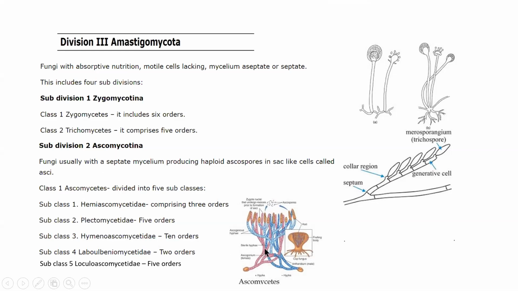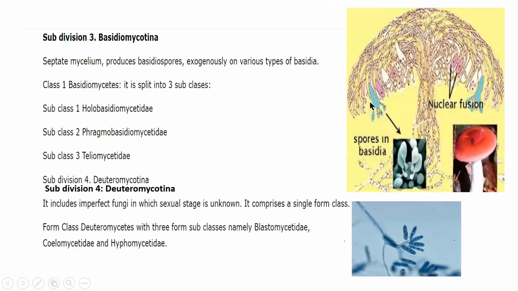Now Ascomycotina: you have the septate mycelium. They produce ascospores in an ascus. So these are the bags or sacs. They are called sac fungi. They have bag-like structures into which eight ascospores are produced. The sexual spores are ascospores, so this is why they are placed under Ascomycotina.